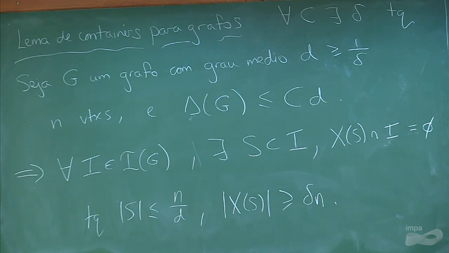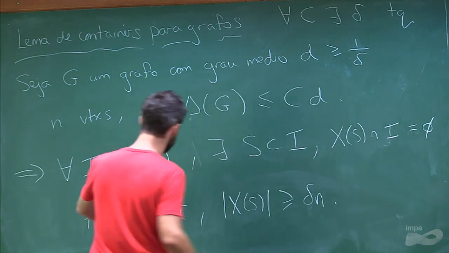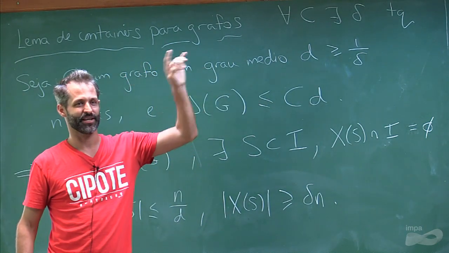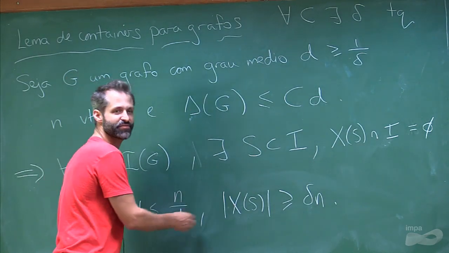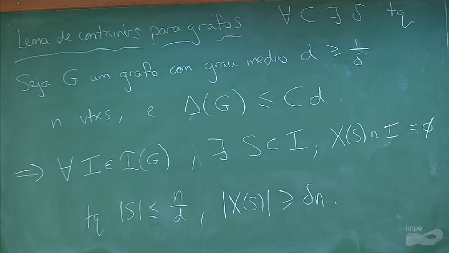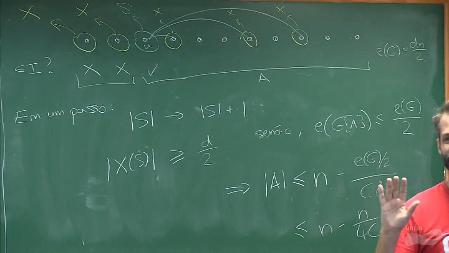So while S is small and X of S is small, this is true. If this fails, it means one of these has already failed. So they continue, and the one that breaks first is this one, because you can't do n over d steps like this without X of S getting to be n over 2, which is too big. So this very, very simple argument, this very, very simple algorithm, proves this lemma.